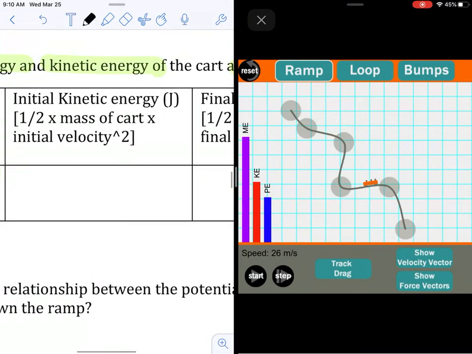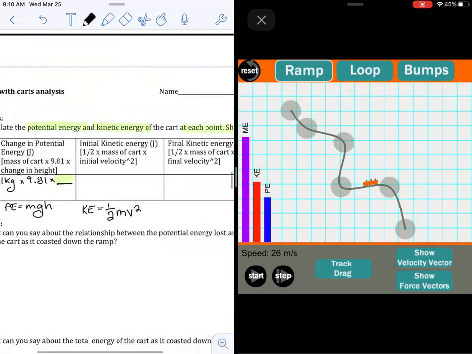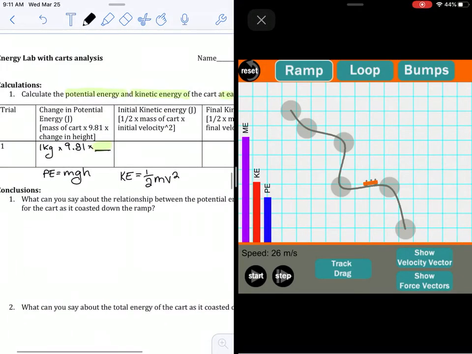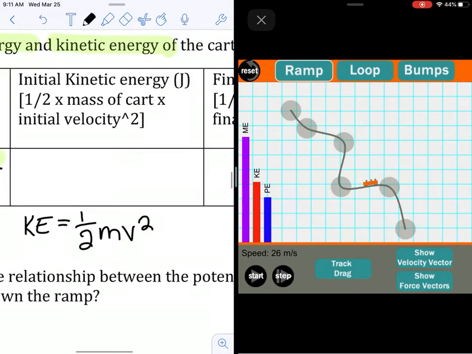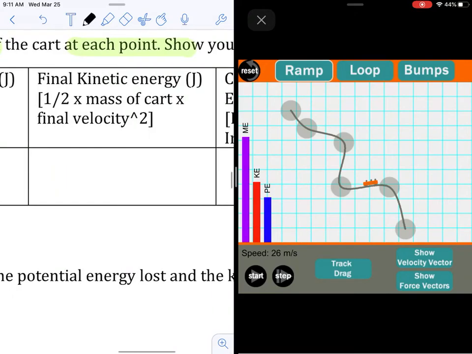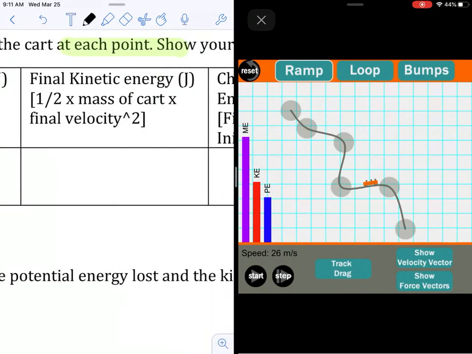All right, then on to our initial kinetic energy, right? We're going to be using our kinetic energy equation of 1/2 times mass times velocity squared. We look down at the bottom and we notice, hey, we started with no initial velocity. If an object is not moving, does it have kinetic energy? Find out, okay?